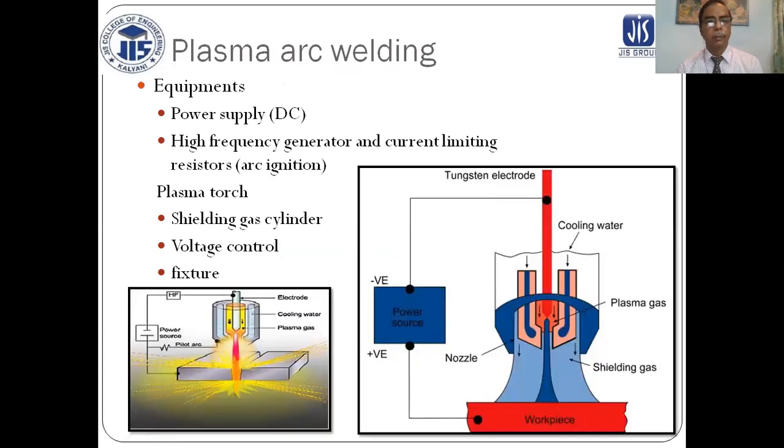Plasma arc welding: DC supply, high frequency generator or current limiting resistors for arc ignition, plasma torch, cylinder gas supply, voltage control, fixtures. This is the tungsten electrode and this is the plasma gas. This is the plasma gas and the cylinder gas. This is the cylinder gas and this is the arc, the plasma arc. This is the cooling water.